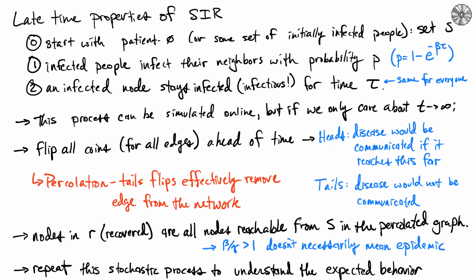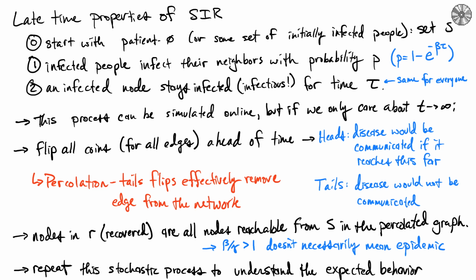When we move on to looking at the late time properties of the SIR model, things become a little bit more interesting because people can recover from the disease, so they can't perpetually be infectious and continue to infect their neighbors forever. So again, we start with some initial infected set of people, and again, those people infect their neighbors with a given probability, and we'll say that probability is P.